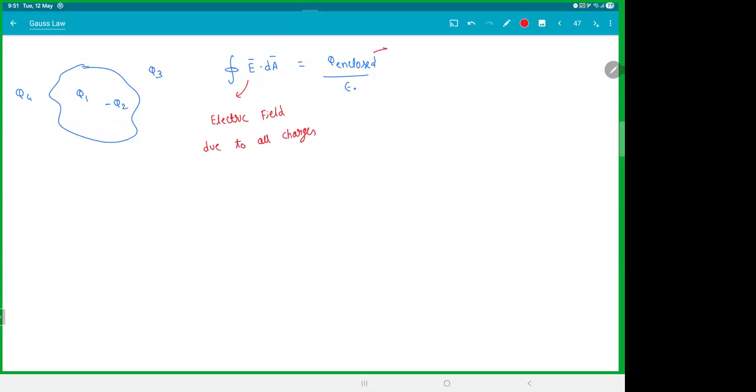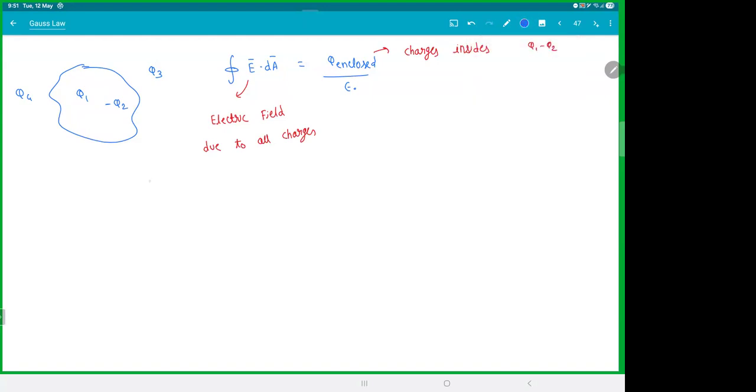But what is Q enclosed? This is only the charges inside. Why is that happening? Like, why are you taking the full field if you're not going to consider those charges inside? Let's see what it means.